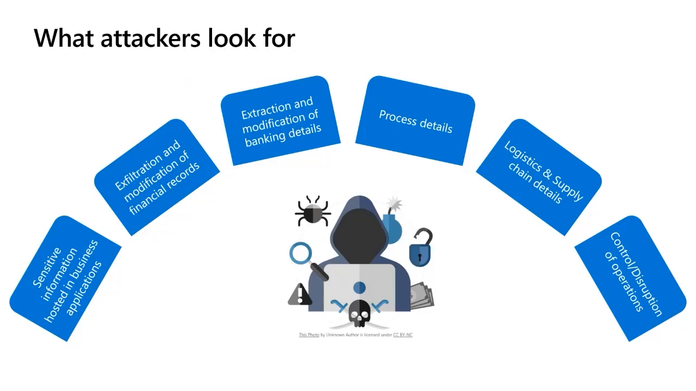So when hackers target business apps, they are of course after valuable stuff. So they want to find and mess with sensitive information stored in those apps, like financial records, like banking details. It might be that they just want to extract the data, like the example that I explained.